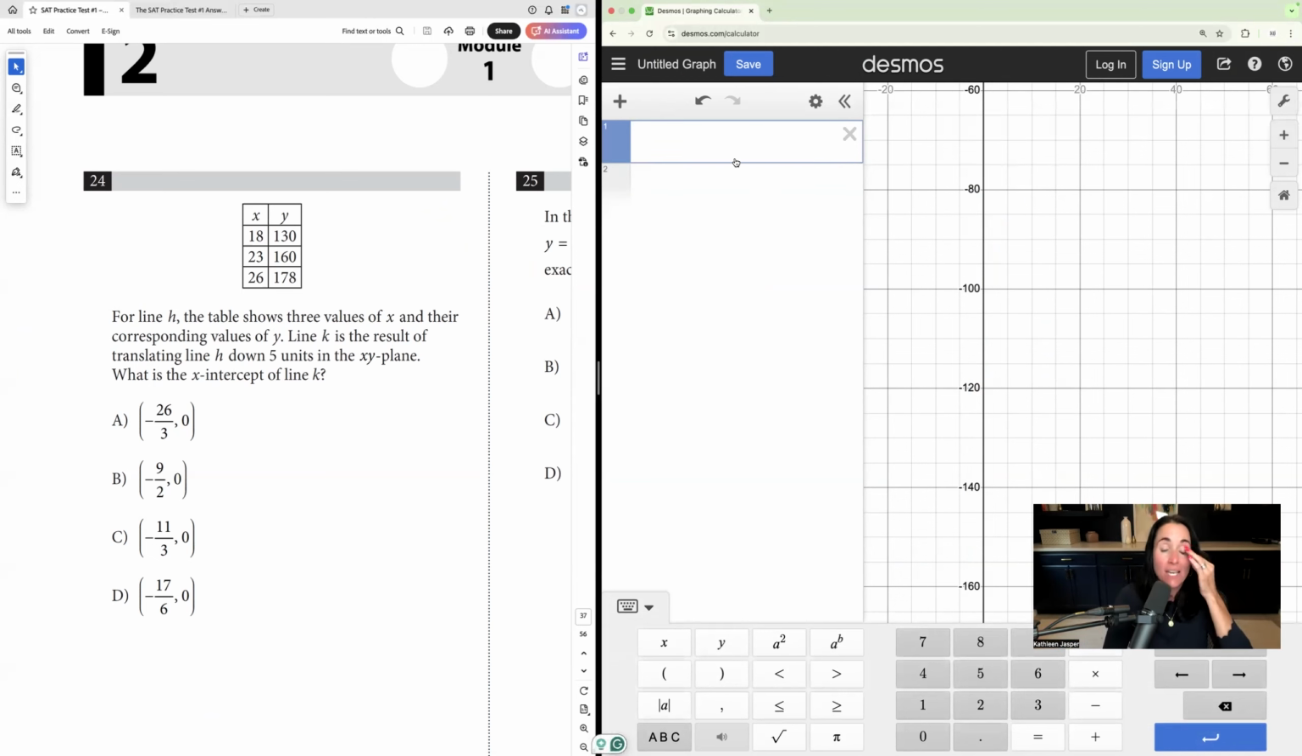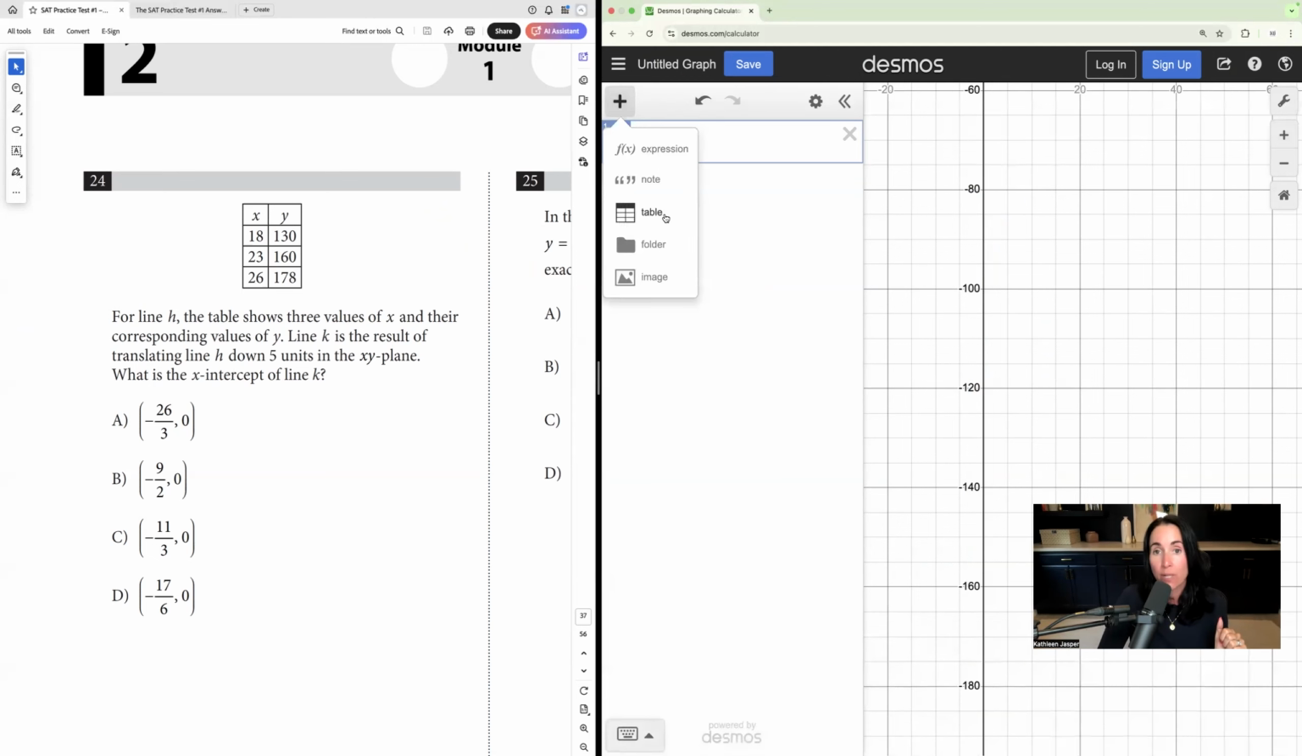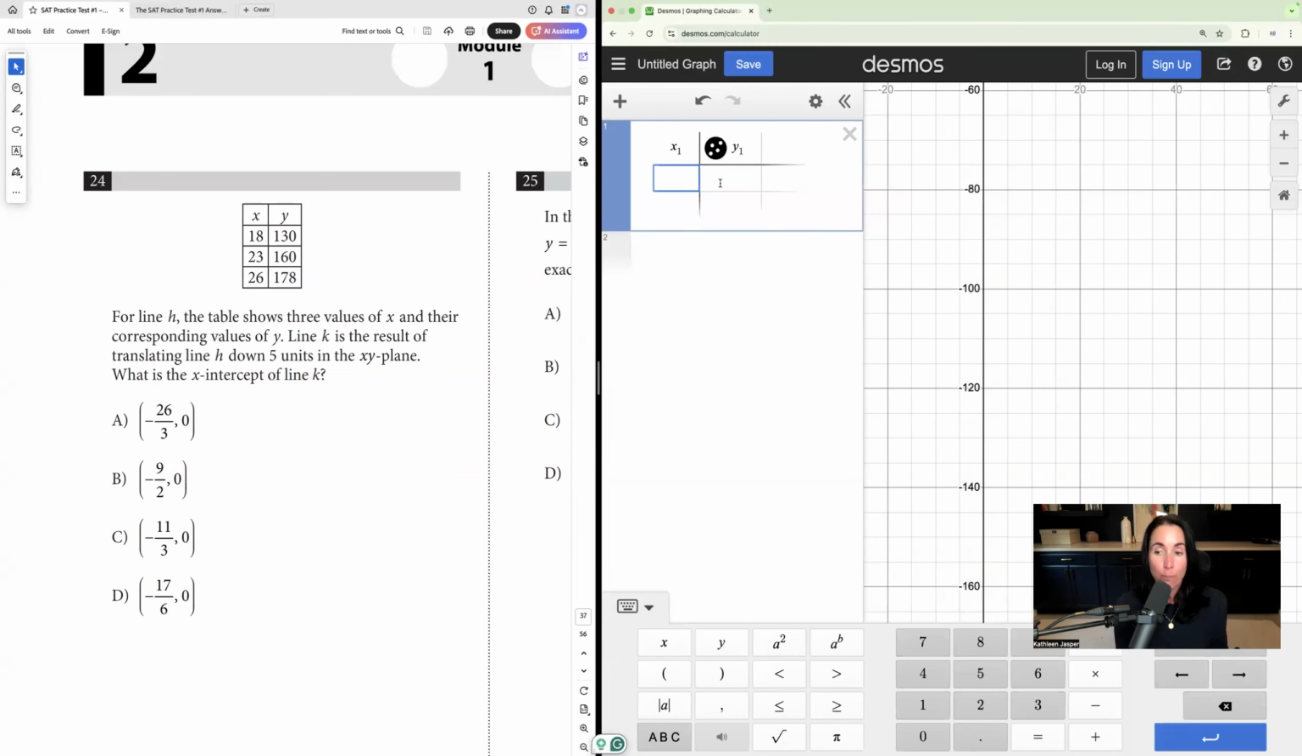But let's just say on test day, I have brain fog and I'm like, oh my God, what do I do? Well, I see a table. The first thing I want to do is hit this plus sign and add a table and start to put the values in for the table. So I'm going to go 18, and you can use the tab button on the Desmos calculator, and it'll bring you right over to the next space to put your numbers in. 130, tab again, it'll take you down to the next line. The tab saves you time rather than moving the mouse around. So you have 23, tab 160, tab 26, tab 178.